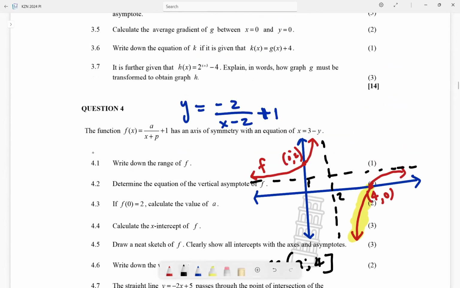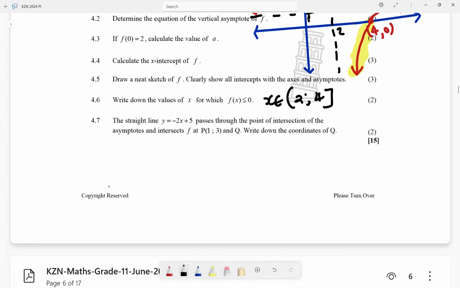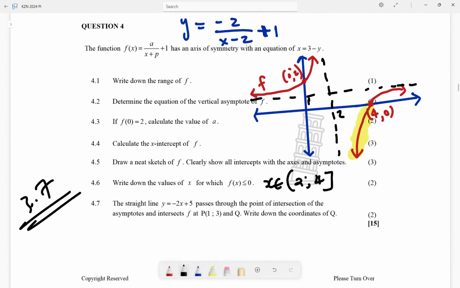I think I skipped this question, 0.7. I'll come back. Let me write it here. I don't know how, but I'll come back to it. The straight line y is equal to negative 2x plus 5 passes through the point of intersection of the asymptotes and intersects f at p, which is equal to 1, and q. Write down the coordinates of q. Let me read that. So we are told the straight line y is equal to negative 2x plus 5, right? They say it passes through the point of intersection of the asymptotes. Okay. So the point of intersection of our asymptotes is here.